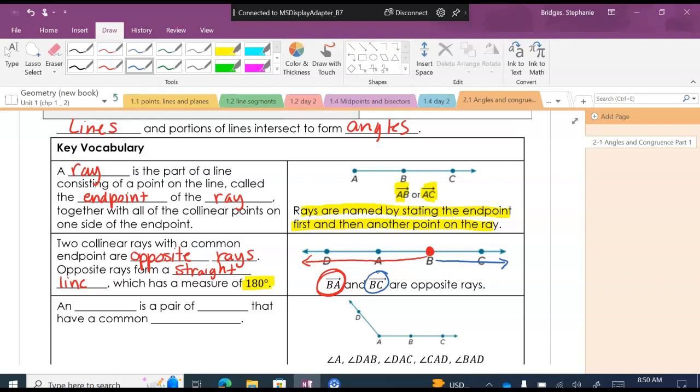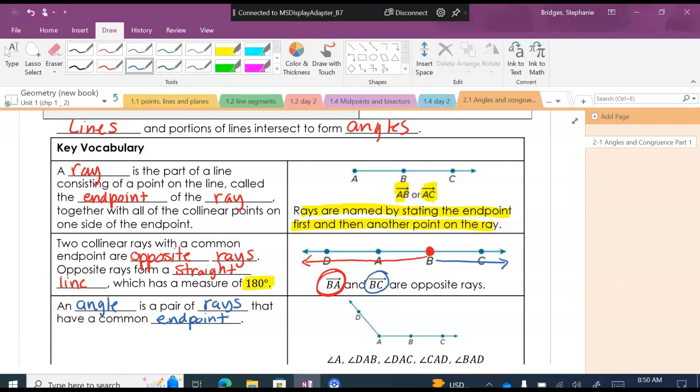Everybody ready? So we got a ray named with the end point and any other point on the ray. It cannot be reversed. Then we have a pair of opposite rays that share an endpoint and go in opposite directions to form a straight line. That's 180 degrees. The next is an angle. An angle is a pair of rays that have a common endpoint.